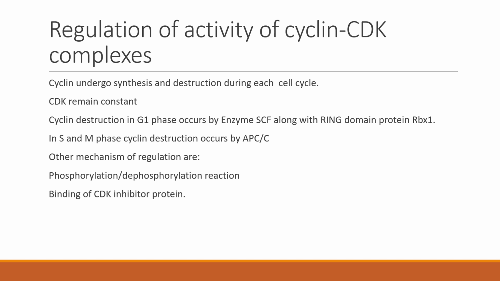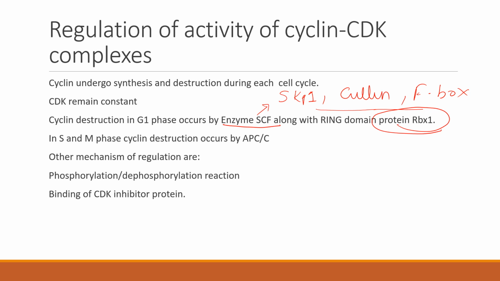Regulation of activity of cyclin CDK complexes, right? So cyclin, as I've mentioned earlier, is synthesized and destroyed. Now in G1 phase, the enzyme that helps in destruction of cyclin is SCF. What is this SCF? S stands for SKP1, C stands for Cullin, and F stands for F box. These three units, along with a ring domain protein known as RBX1, help in ubiquitination and ultimately destruction of cyclin.